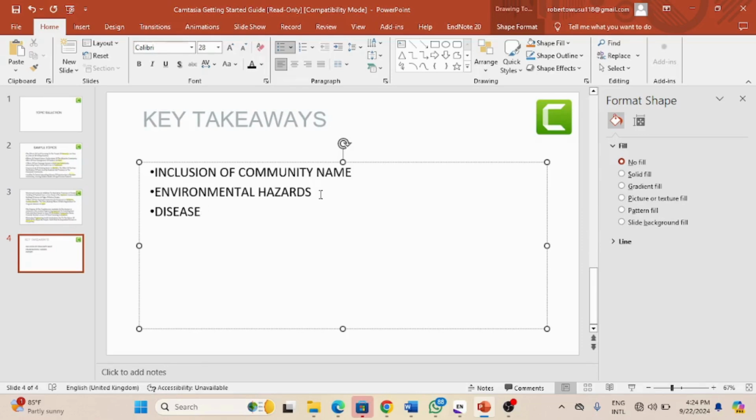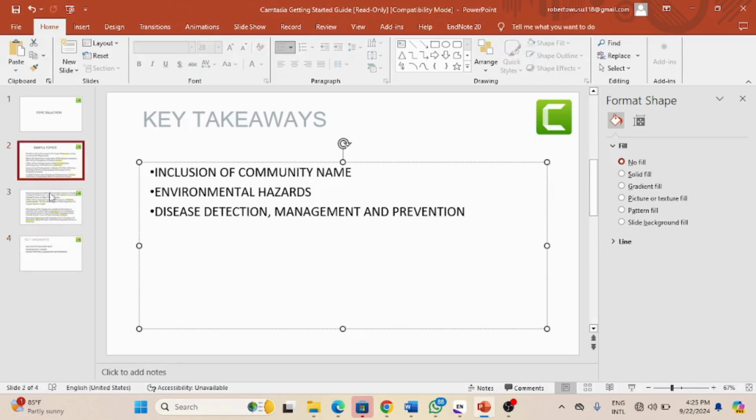So we can say disease detection, management, and also prevention. Now you can find any disease you think is very common in your community. Then you're either going to design a system for early detection, or a system that will help manage the disease, or a system that will help with the prevention of the disease from occurring at all. So that is another takeaway from this set of topics we went through.